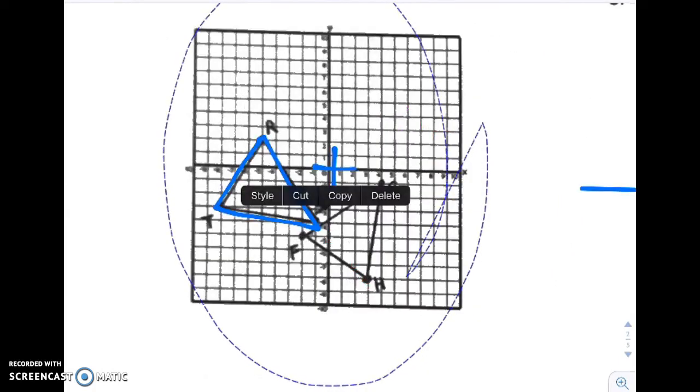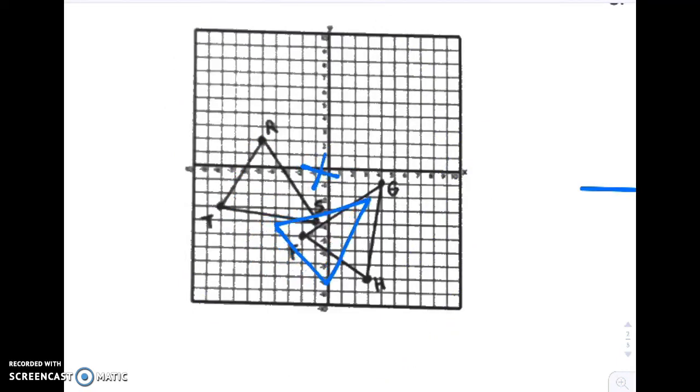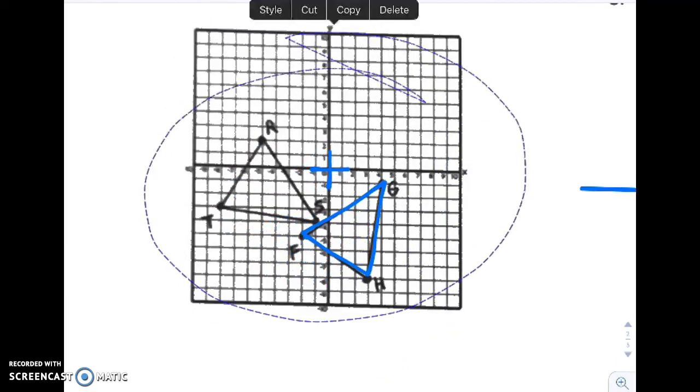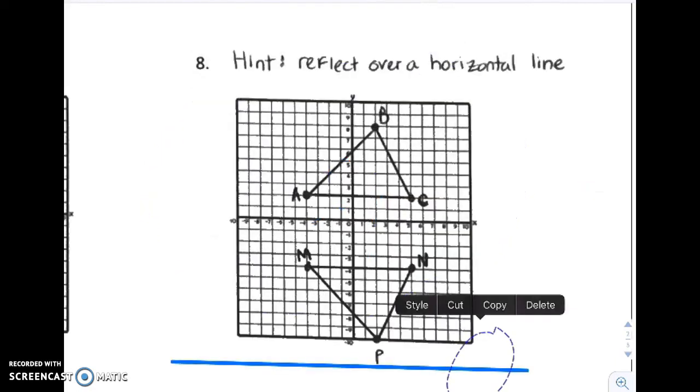On this one, use your patty paper to test out how this rotates. It's not equilateral, but it's a little bit too close to equilateral to be easy to see. So I just turn it around the origin, and sure enough, it falls right onto itself with a rotation of 90 about the origin.